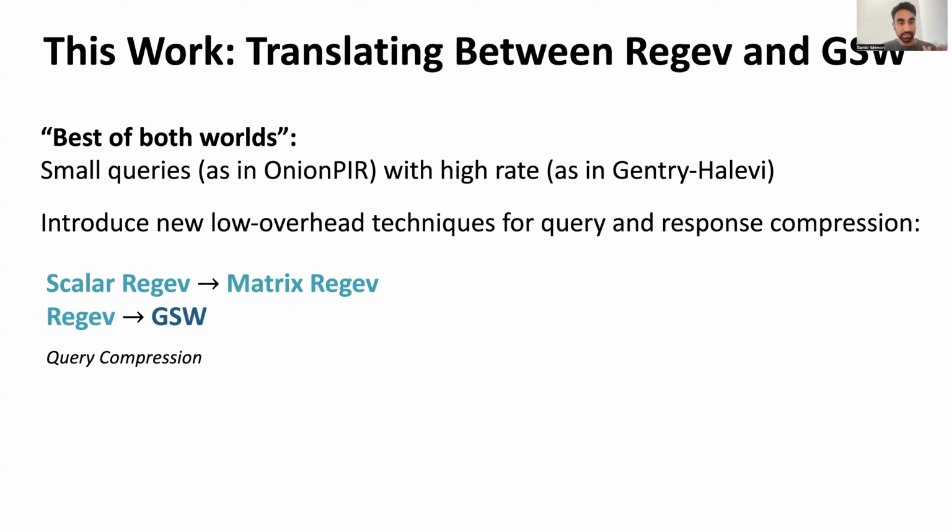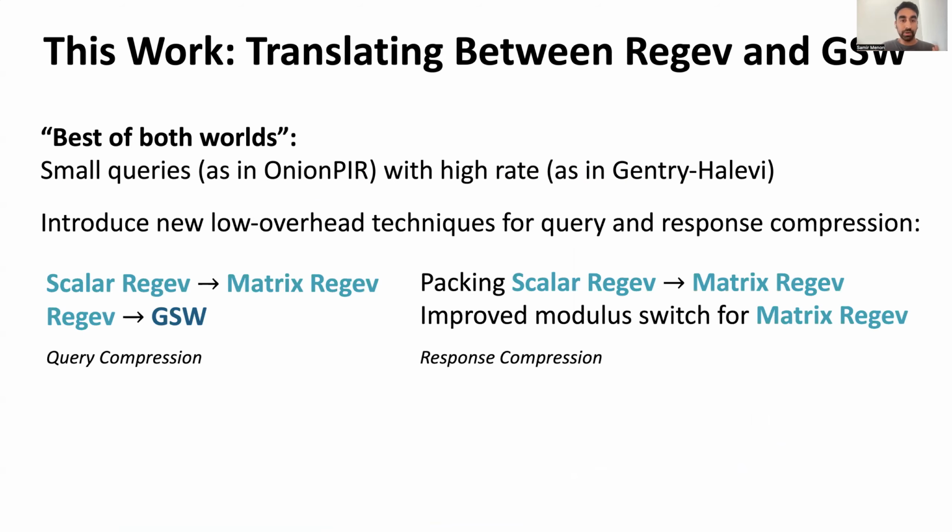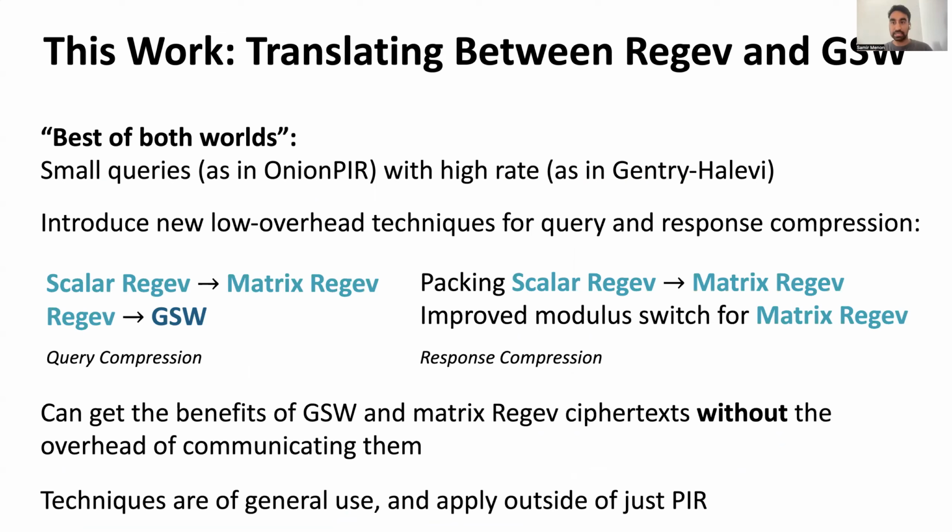We show how to compress the query using transformations that let us do conversions from Regev to GSW in non-scalar, in n greater than 1 contexts. And we show how to compress the response further using packing and a better modulus switching technique. Basically, the high-level takeaway is we get the benefits of working with these massive ciphertexts, but we don't have to actually communicate them. And we think some of our techniques are probably of general use even outside of PIR.